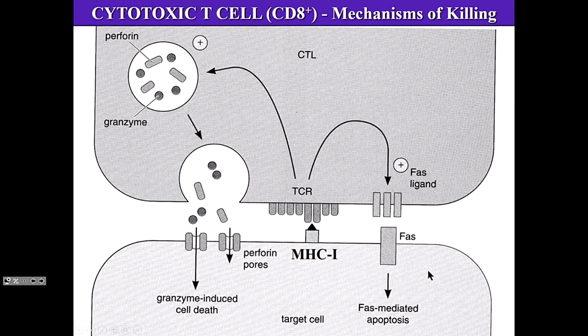So Fas and the Fas ligand are members of the death receptor family. There are proteins on the surface of cells. There are at least 6 or 8, I can't remember, different types that are called death receptors that, when activated, cause a cell to undergo apoptosis. So apoptosis is cell-mediated cell death. They involute. Okay, so the two types of cell death are necrosis and apoptosis.